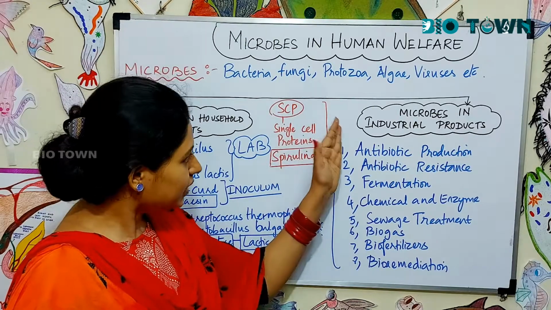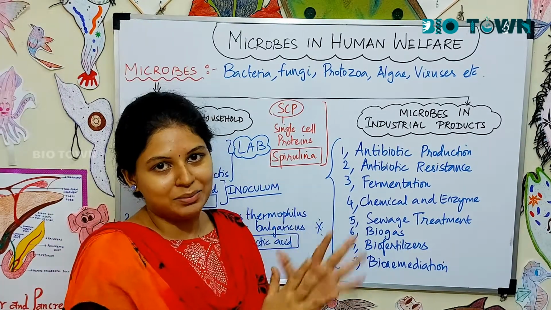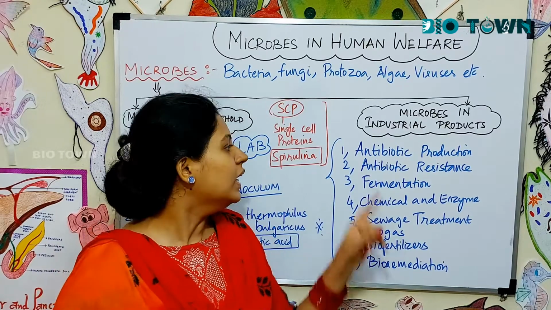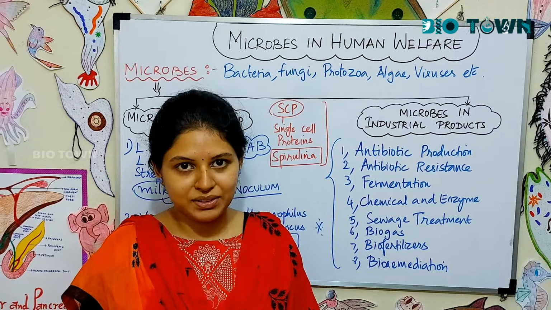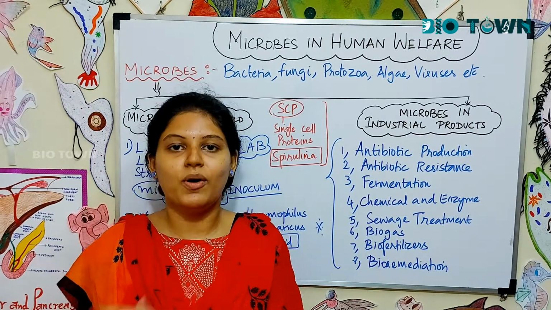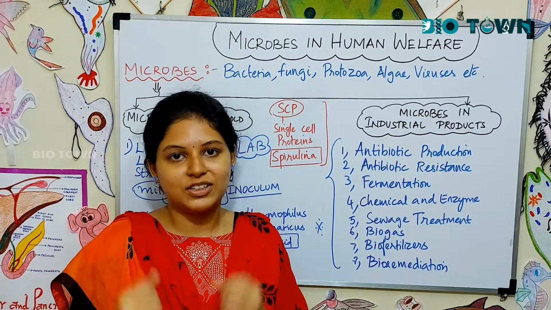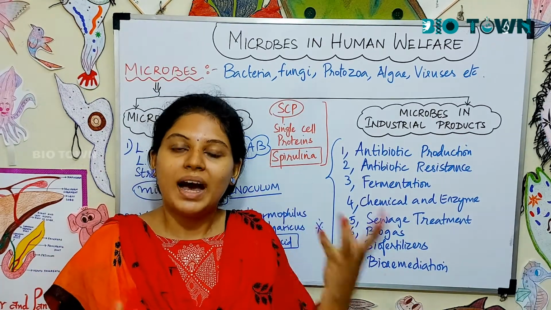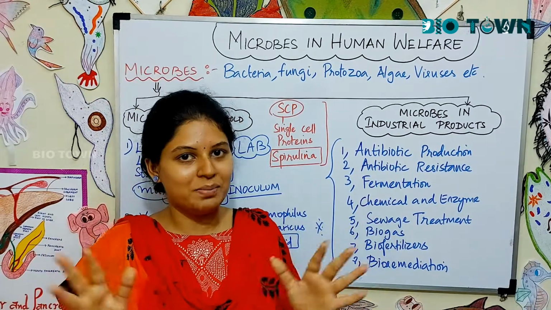And now microbes in industrial products. So this is basically commercialization, not done in the household. So first is antibiotic production. So we have various antibiotics, right? Penicillin is obtained from Penicillium chrysogenum or Penicillium notatum. It is all because they produce such byproducts. So it could be either a primary metabolite or a secondary metabolite, but basically they're all metabolites, right?